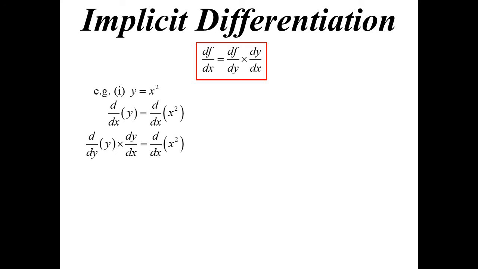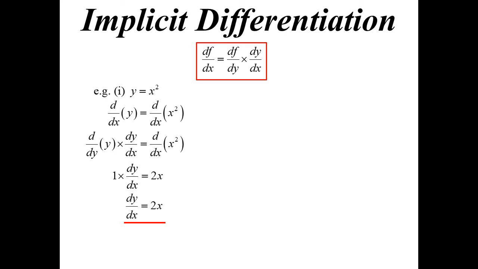But I can't just change the question, so I multiply it by dy/dx to balance it out. So I end up with 1 times dy/dx is 2x. And so that's how we get our answer that we normally just write down. dy/dx is 2x. So whilst we have been differentiating explicitly and just getting the answer straight away, we actually have been doing implicit differentiation without actually knowing it.